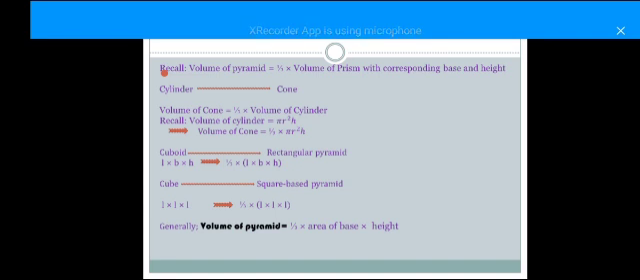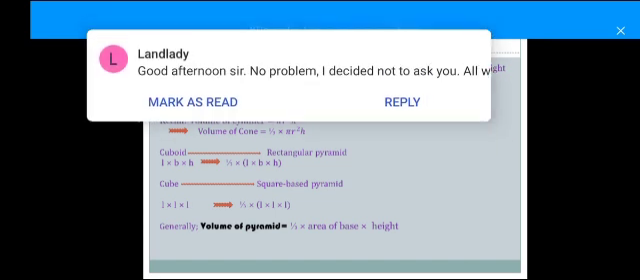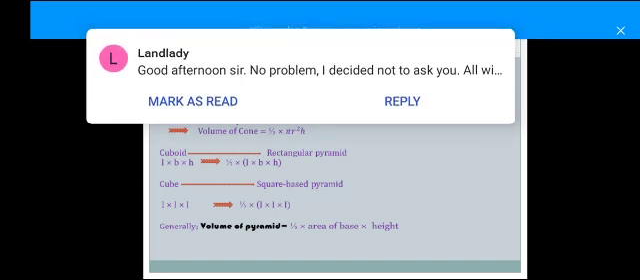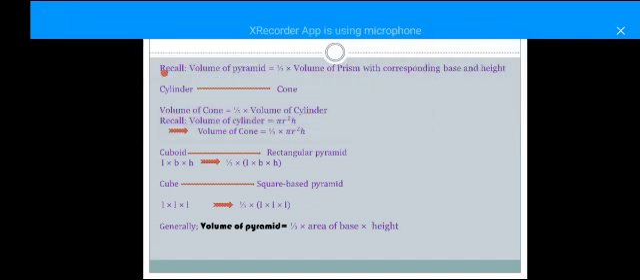The same thing for a cube. If I'm asked to find the volume of a square base pyramid, a square base pyramid corresponds to a cube because both of them have a square base. So what is the volume of a cube? The volume of a cube is given as L cube, L times L times L. So all I need to do to find the volume of a pyramid is to put 1/3 in my formula.